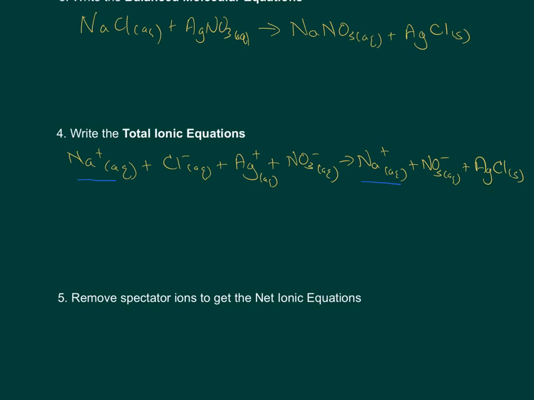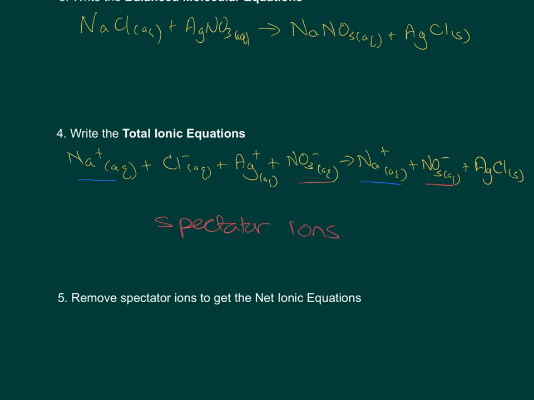And let's see, so the sodium is the same, the nitrate group is the same. And so these are called spectator ions. So they're just spectators. They're just watching what's going on. They're not really participating in the precipitation reaction.